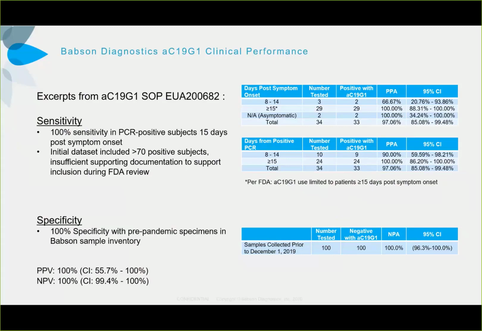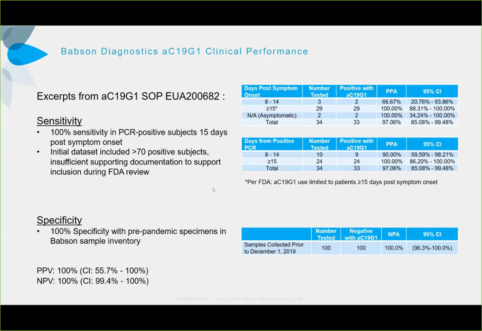As a result, the FDA and Babson agreed that after 15 days, we had 29 out of 29 positive specimens, resulting in 100% sensitivity. There were 2 subjects that were asymptomatic, which, because we did not have PCR data on them, we had to remove from the data set. Again, with the limitation we had to add, the AC19G1 assay is limited to use in patients greater than or equal to 15 days post-symptom onset.